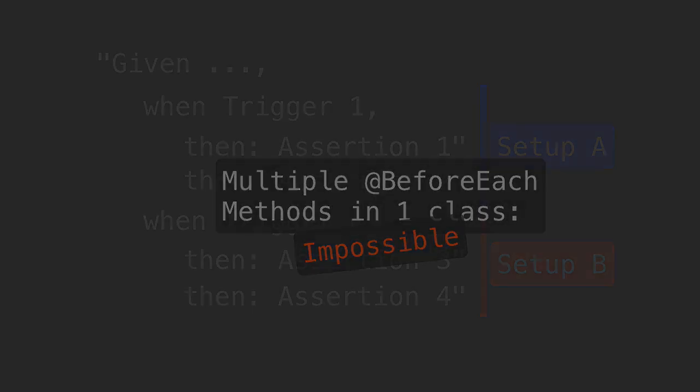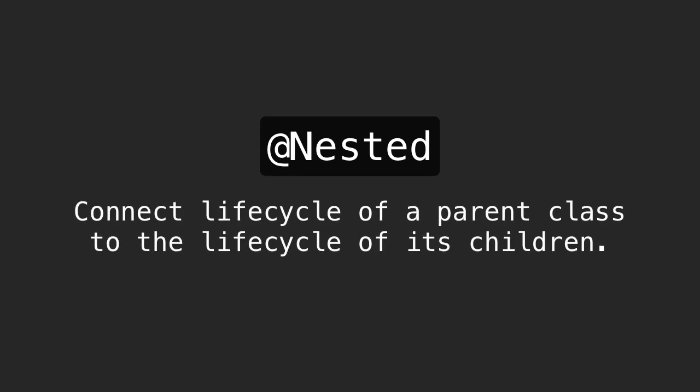Let me show you what I mean, because JUnit Jupiter has a very elegant solution for sharing state between parent classes and their children, in the form of the @Nested annotation. This annotation is used exclusively for inner classes of a test class, and it ensures that the lifecycle of the parent is woven into the lifecycle of its children.